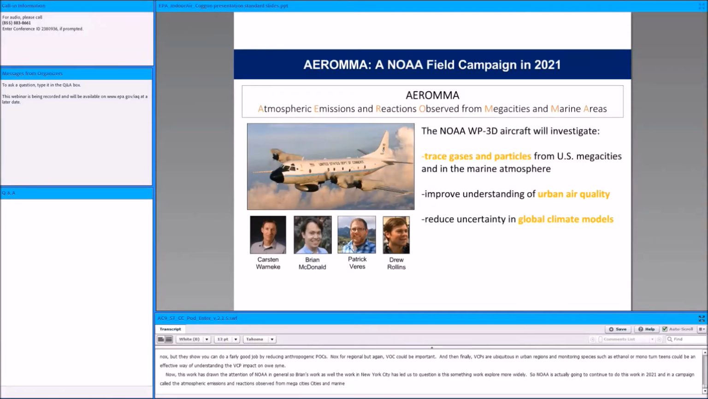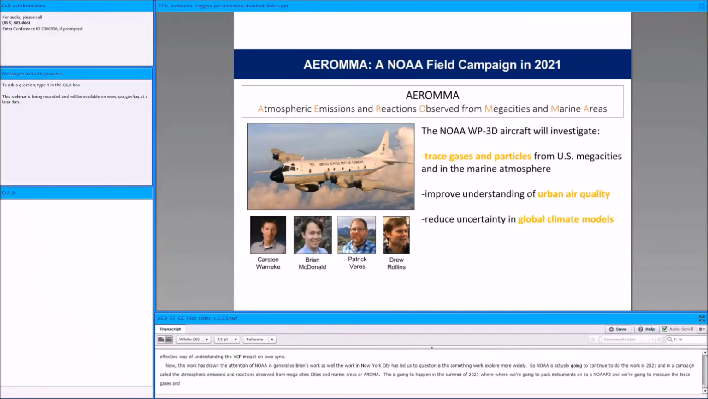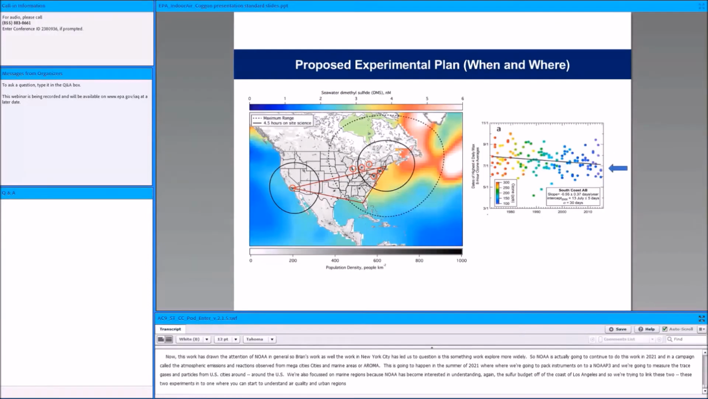This is going to happen in the summer of 2021, where we're going to pack instruments onto a NOAA P3, and we're going to measure the trace gases and particles from U.S. cities around the U.S. We're also focused on marine regions because NOAA has become interested in understanding, again, the sulfur budget off of the coasts of Los Angeles, and so we're trying to link these two experiments into one, where we can start to understand air quality in urban regions and in marine areas.